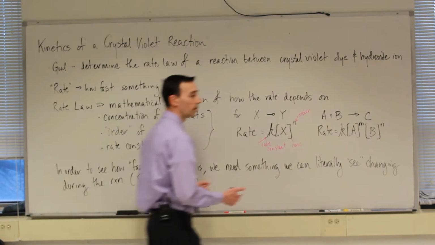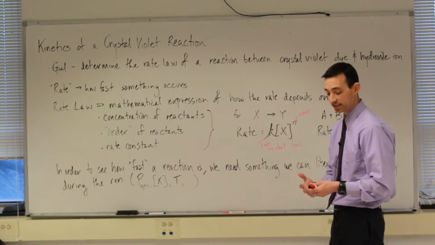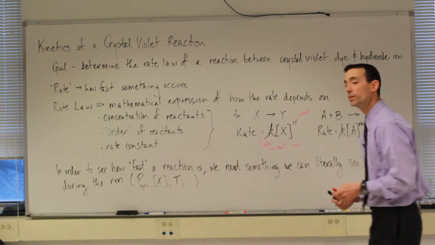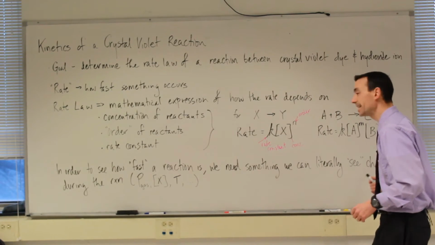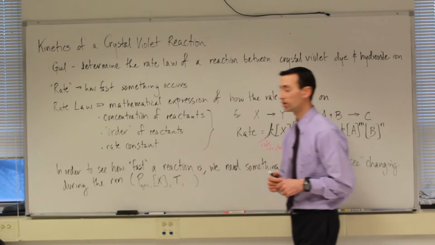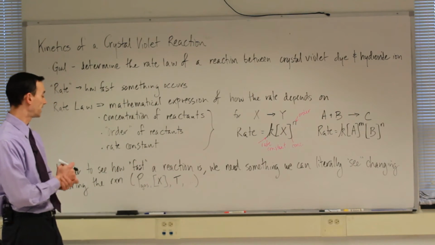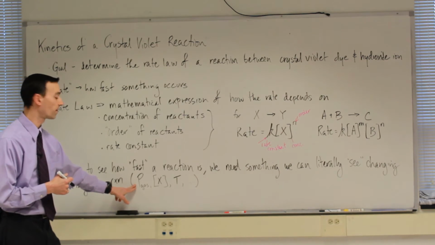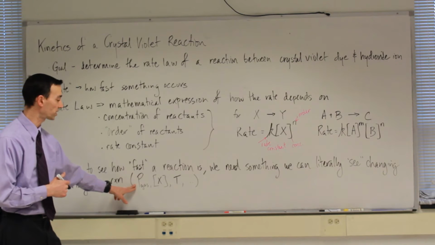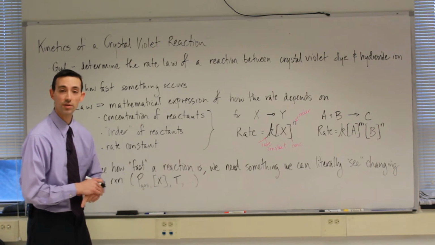But regardless of what the reaction is, if you're going to observe how fast any reaction is, you need some observable, literally something you can see or observe changing during the reaction. Some of the common variables that chemists use are measuring pressures during a reaction involving gases. You could see those fluctuate. Measuring concentration, that's what we're going to use today.